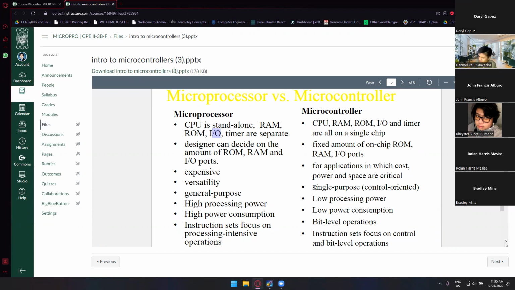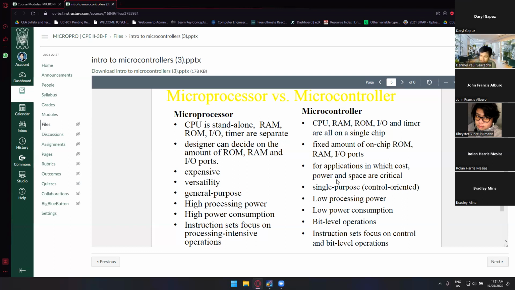So this one is made for single purpose only, unlike this one which is general purpose. Of course, this one has low processing power since this is a small device, low power consumption at the same time, and bit level operations. Instruction sets focus on control and bit level operations only. So basically those are their differences. Again, the microprocessor is just the CPU for the computer, and the microcontroller is composed of RAM, ROM, etc. So it's a compact mini computer when it comes to the microcontroller.